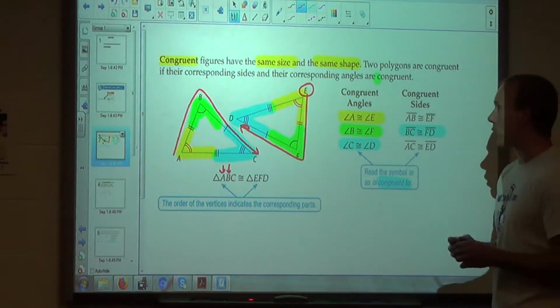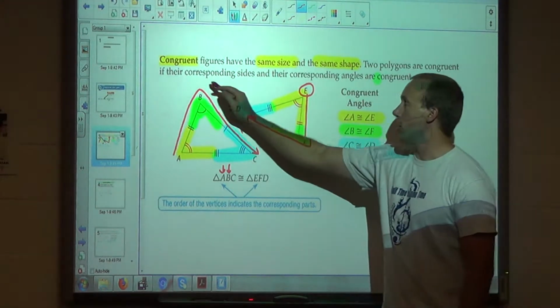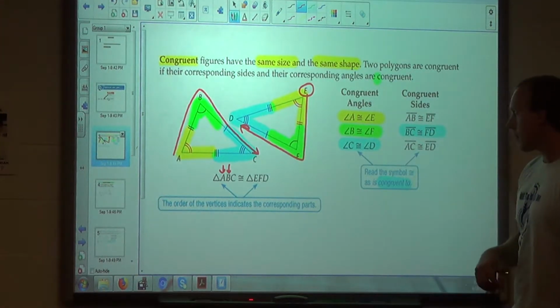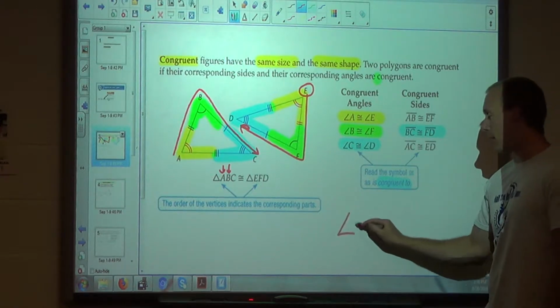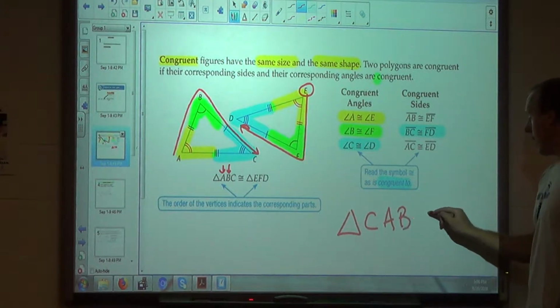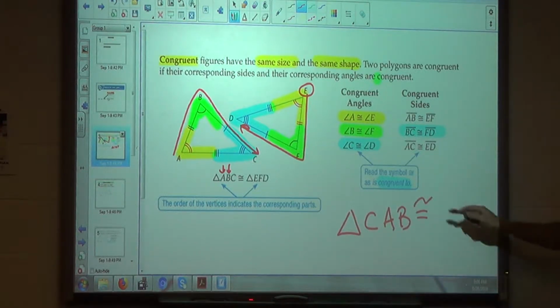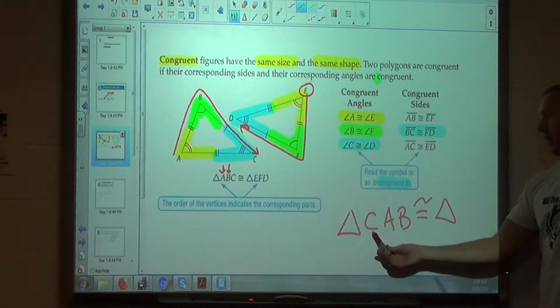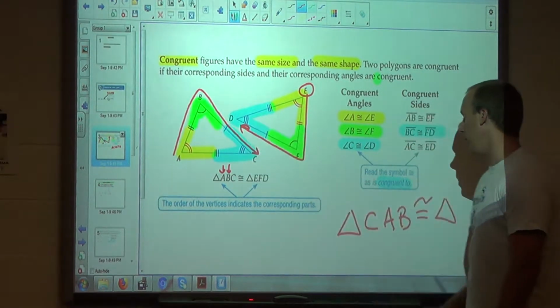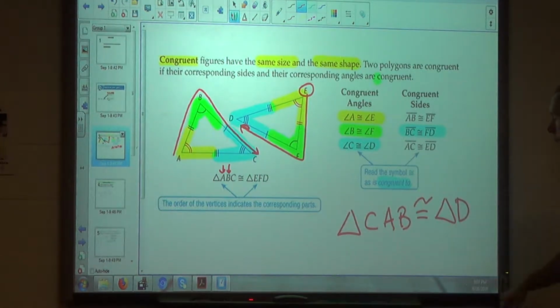You have to match up the corresponding parts, the corresponding sides and corresponding angles. You can pick any angle. I can pick a different triangle. I could call it triangle CAB. If I say triangle CAB is congruent to, what corresponding angle matches up with angle C? C is here, that's 3 tick marks, so that'd have to be D, so I have to start with the D.